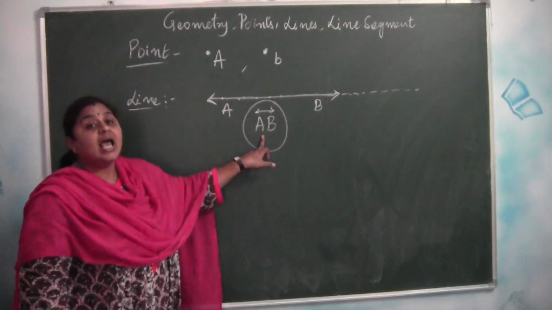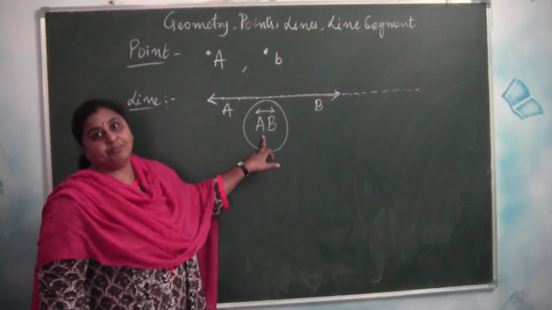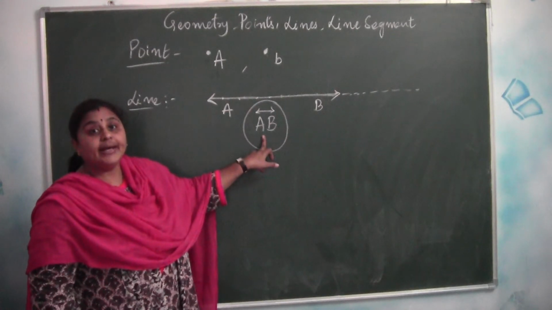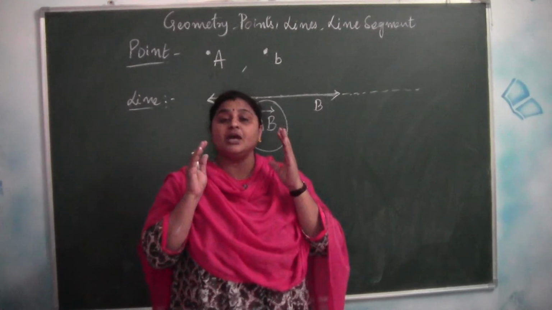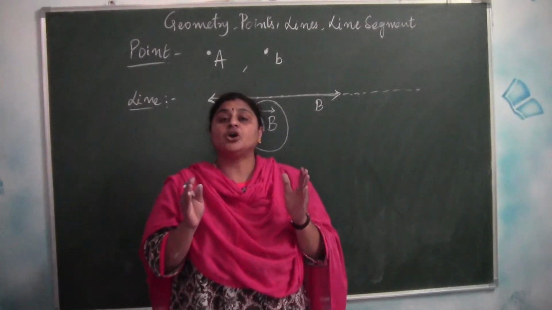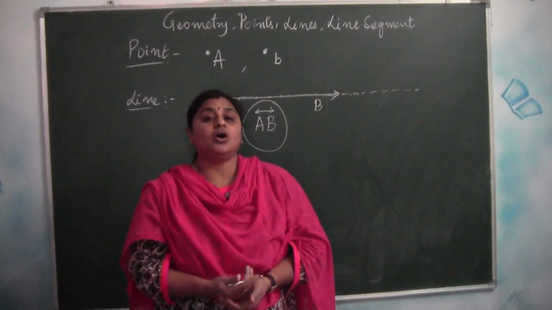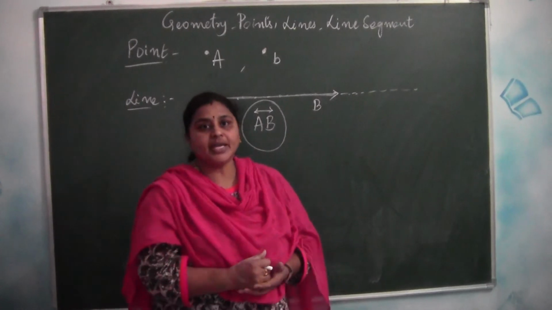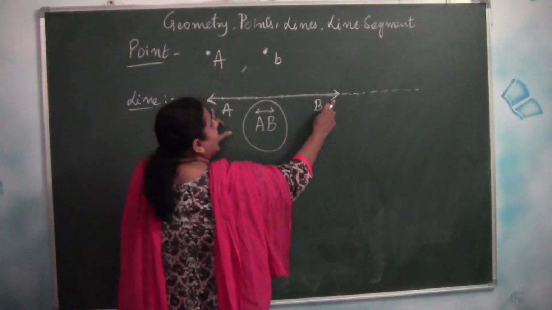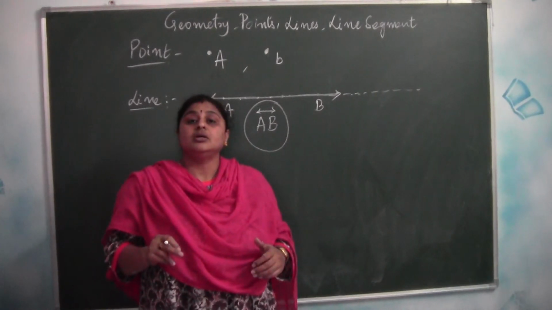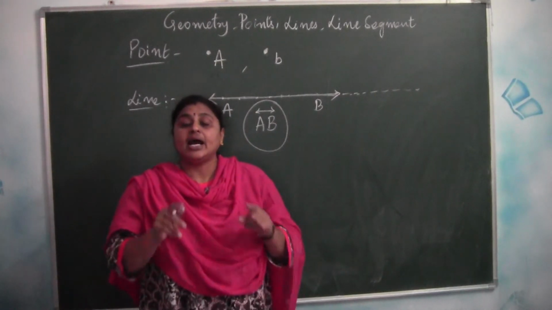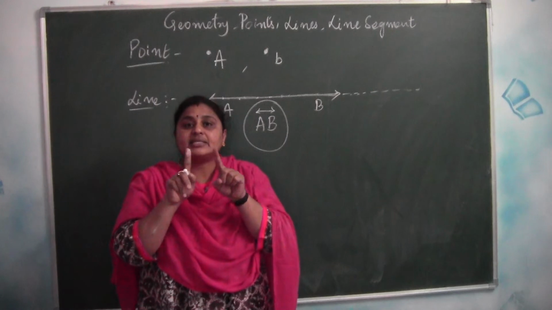This is called line AB. So what is a line? A line is formed by joining a set of points. And it has two arrow marks representing that a line can be extended.